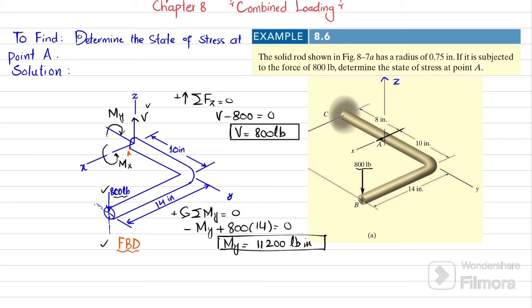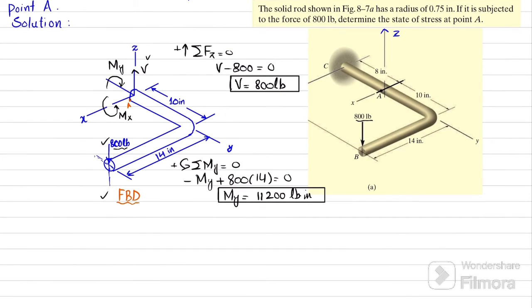Similarly, we can find Mx by using another equation of equilibrium, that is the sum of all moments about the x-axis must be equal to 0, taking the counterclockwise moment as positive. So about the x-axis, Mx is counterclockwise, which is the reaction moment. And this vertical force is 800, and the perpendicular distance is 10 inch, and this is producing a clockwise moment, so it will be negative. So I can write Mx minus 800 multiplied by 10 is equal to 0. So from here we will get Mx equal to 8000 pounds into inch.